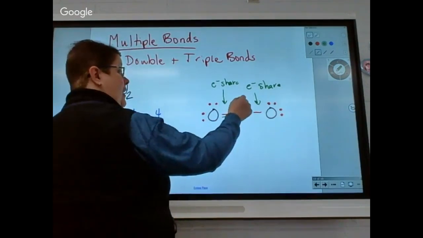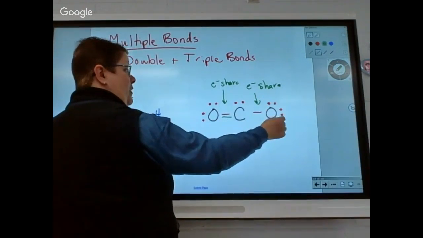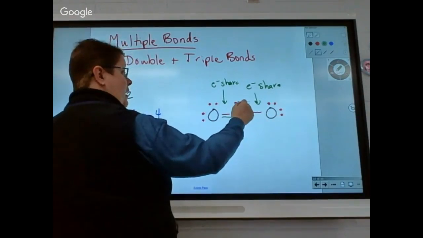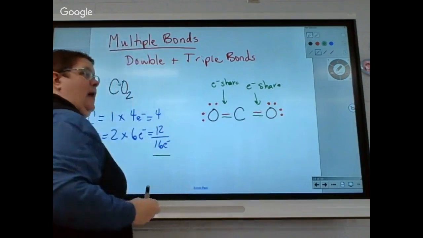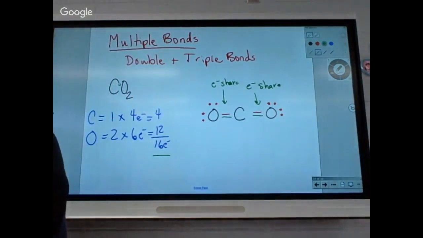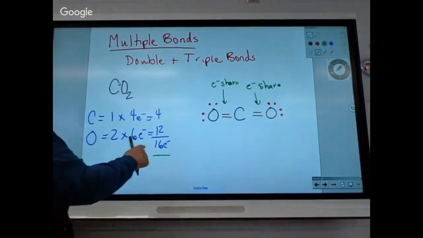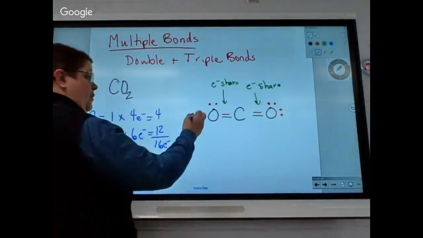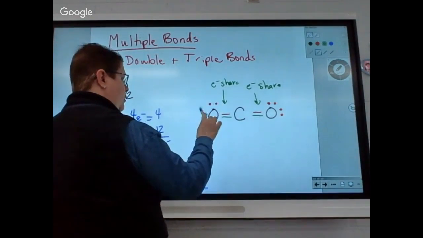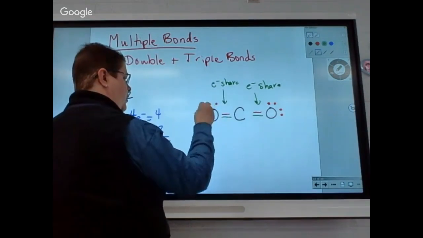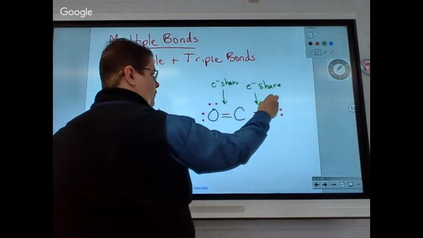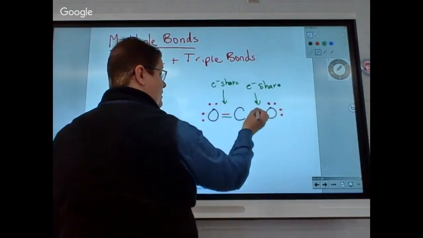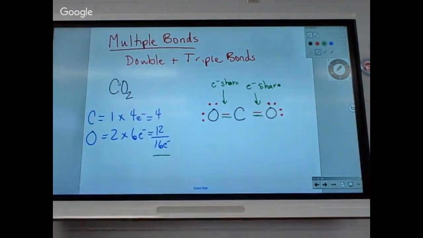Now I'm going to take these and put them there and help out that O. Now, I still have 16 because I have 2, 4, 6, 8, 10, 12, 14, 16. I still have the 16 I drew in.